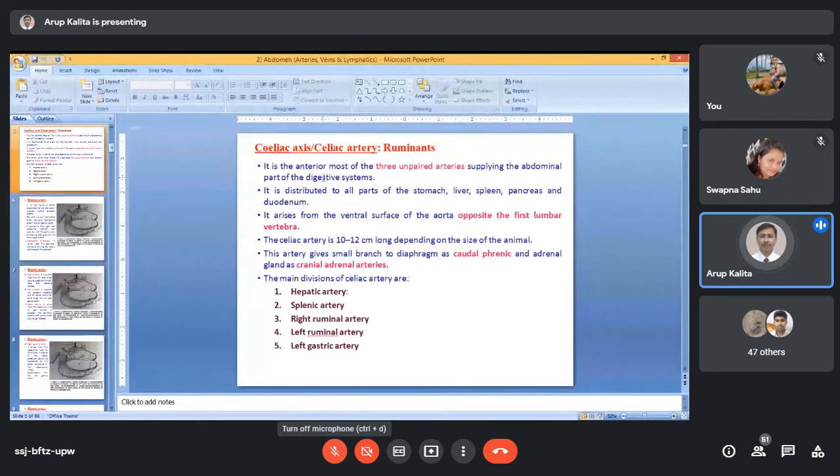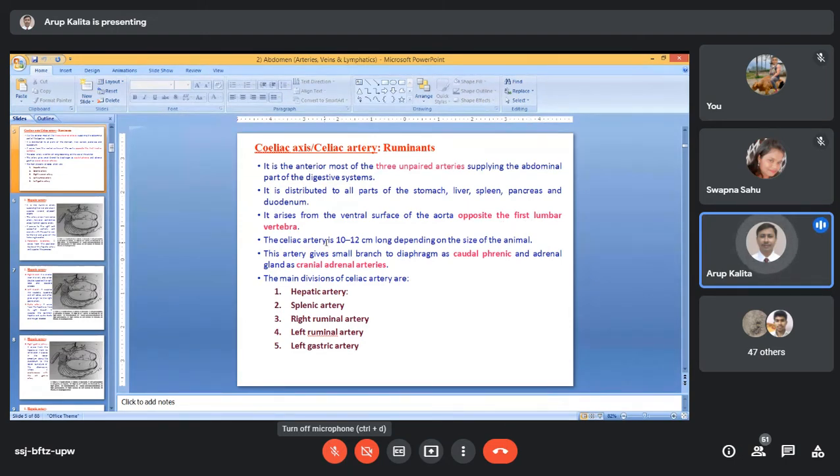So this is the anterior-most of the 3 unpaired arteries supplying the abdominal part of the digestive system. Already I told you 3 unpaired arteries. Now what are those 3 unpaired arteries? Celiac artery, anterior mesenteric artery and posterior mesenteric artery. These arteries arise from the ventral surface of the aorta opposite the first lumbar vertebra.